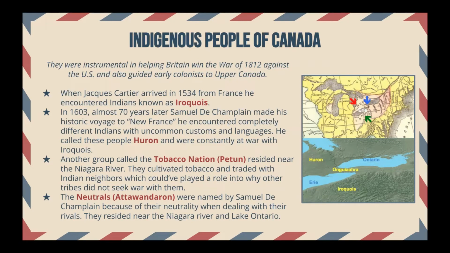Another group was called the Tobacco Nation or the Petun, and they resided near the Niagara River. They cultivated tobacco, hence their name, and traded with Indian neighbors, which could have played a role into why other tribes did not seek war with them. And lastly, out of the four tribes were the Neutrals or the Adawandaron. I hope I pronounced that right, but here we go. They were named by Samuel de Champlain as well because of their neutrality when dealing with their rivals. They resided near the Niagara River and Lake Ontario.